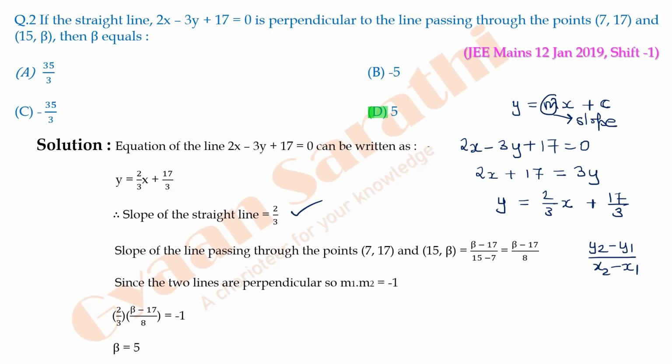Now the two lines are perpendicular, so m1 into m2 should be equal to minus 1. So 2 by 3 into beta minus 17 by 8 is equal to minus 1. Solving this, we get beta is equal to 5. Okay, so option D is correct.